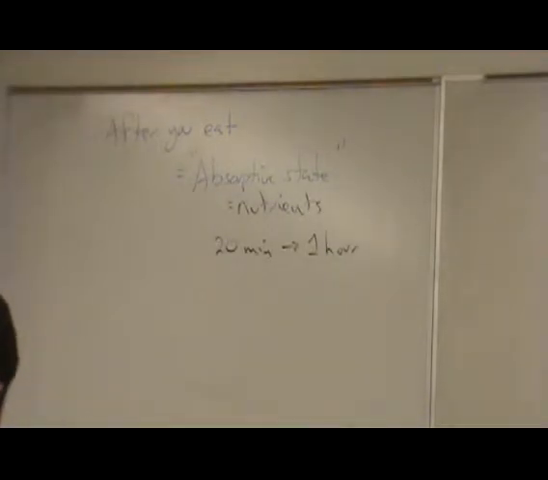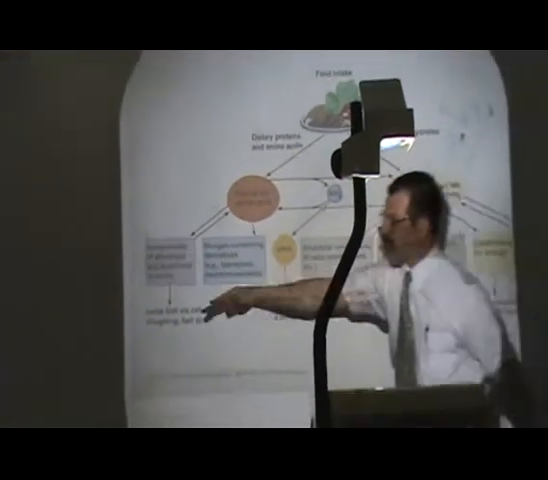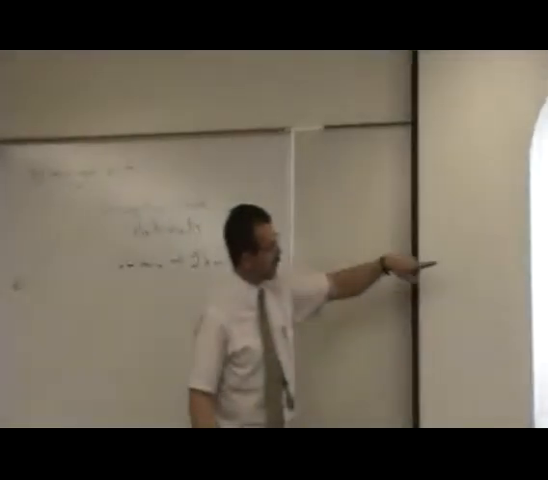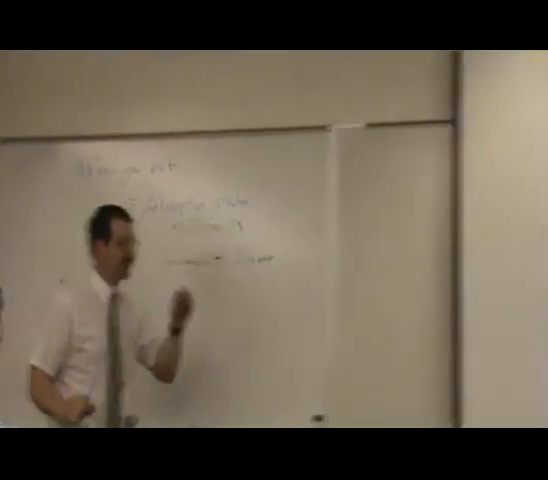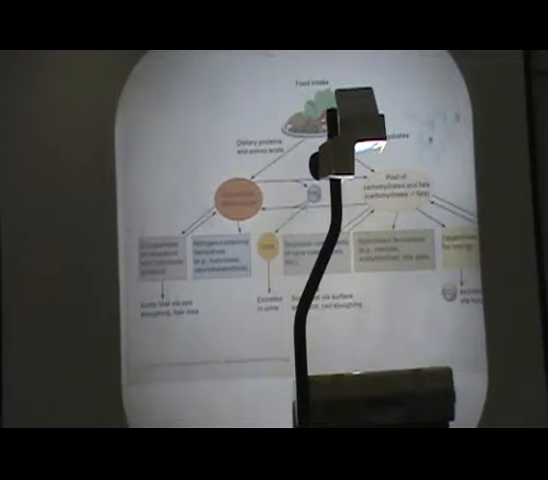So, let's look at that. Here I am in my absorptive state. Here's dinner. I'm breaking it down. I'm going to start doing stuff with the nutrients. So let's figure out what we're doing. Angela mentioned some. Let's start on this side. Tell me what's going on here with my nutrients. The answer is always on the slide. That means making things. Making structures.